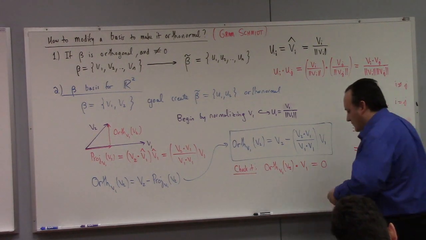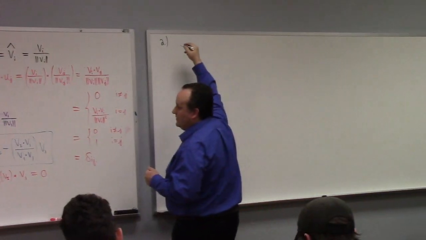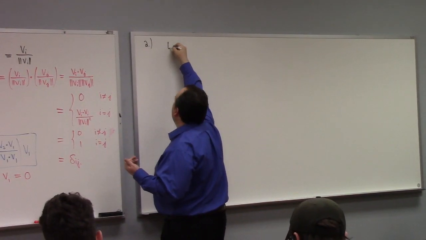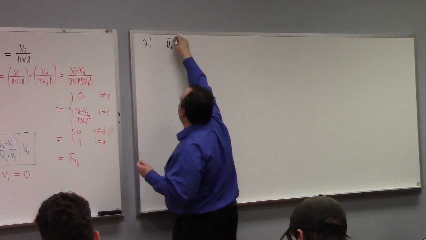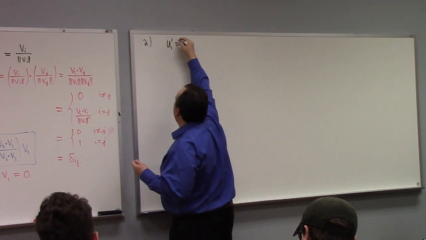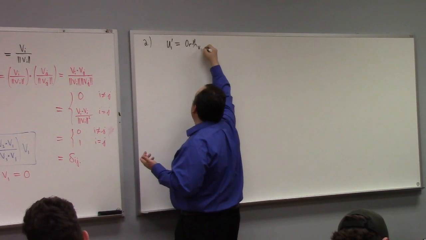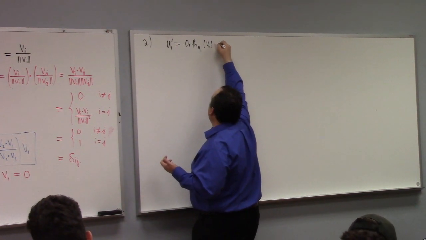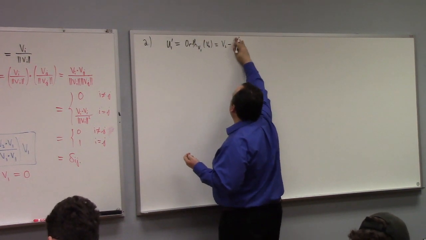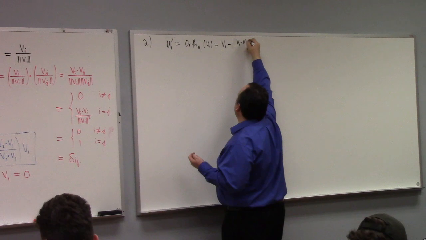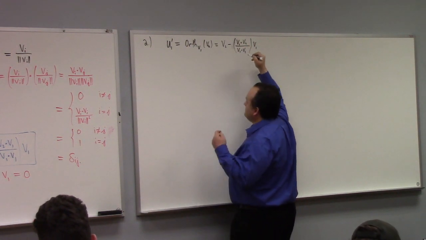So continuing with 2 here, let's call it u1 prime. u1 prime is the orthogonal projection of v1 in the v2 direction, which we just had a formula for. That was v2 minus, my bad, v1 dot v2 divided by v1 dot v1 times v1.